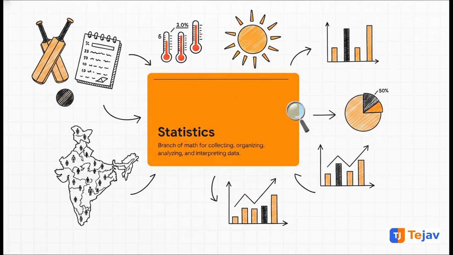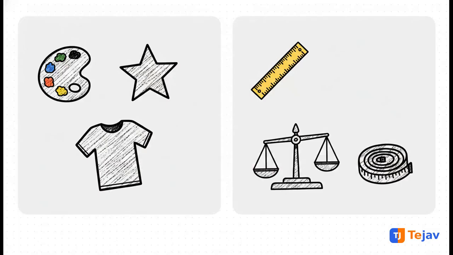Statistics is the branch of mathematics that deals with collecting, organizing, analyzing, and interpreting that data. It basically helps us take raw, messy information, like endless pages of cricket scores or thousands of temperature readings, and turn it into a story we can actually understand. Now, we generally encounter two main types of data out in the wild. First up is qualitative data.